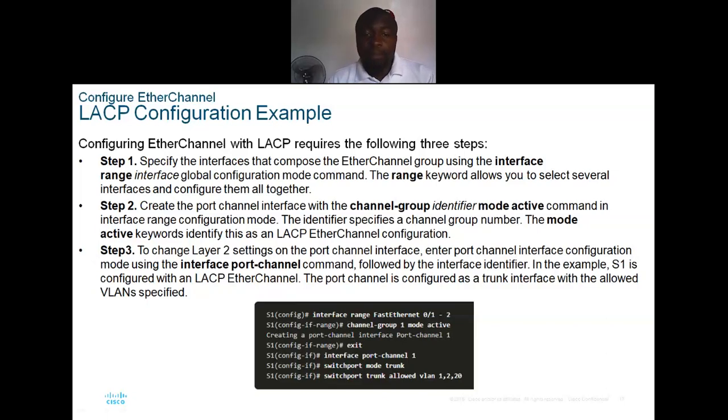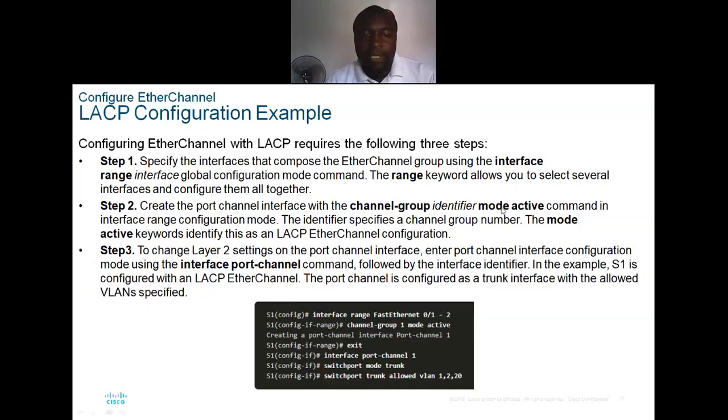Step 2 is you create the port channel interface with the channel-group command, then the identifier, then you put the mode active command. So first of all, I go interface range, I pick my range, then channel-group, then I give the group number. Let's say channel-group 1 mode active. The moment I put this mode active, I am creating the logical interface, and in the logical interface I am tying both FastEthernet 1 and FastEthernet 2. The identifier specifies the channel group number. The mode active keyword identifies that this is an LACP channel configuration. That is when we use the mode active command.